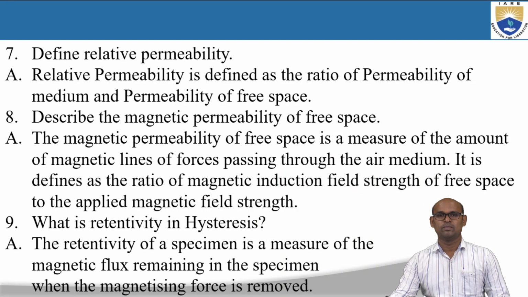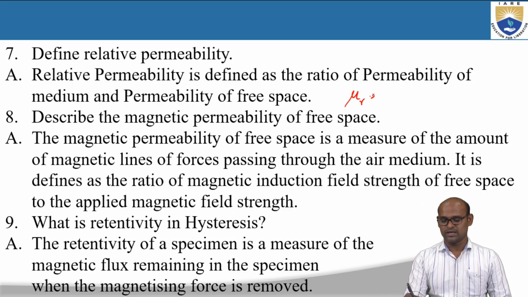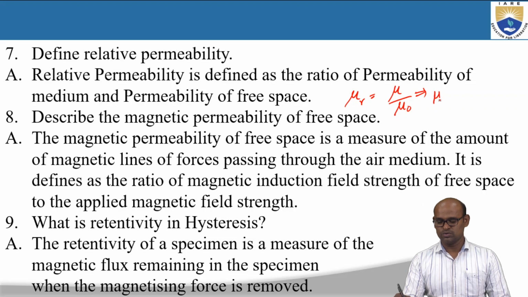Define relative permeability. Relative permeability is defined as a ratio of permeability of the medium. So mu r, the relative permeability, is defined as the permeability of the medium, mu, divided by the permeability of free space, mu naught. So mu by mu naught is mu r. From this equation, you can also write mu as mu naught into mu r.